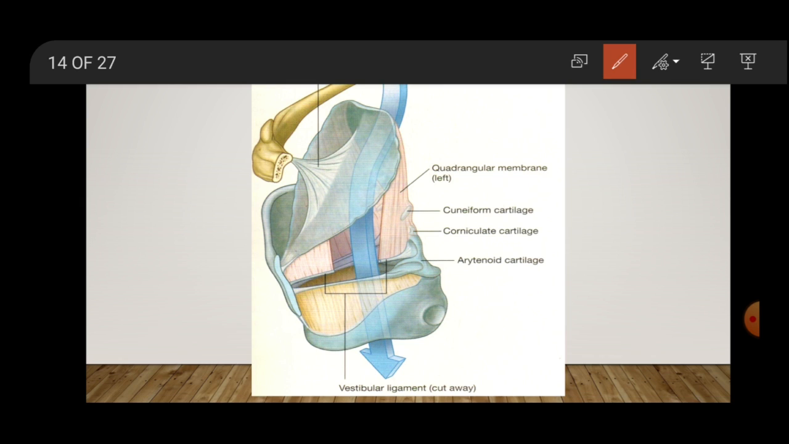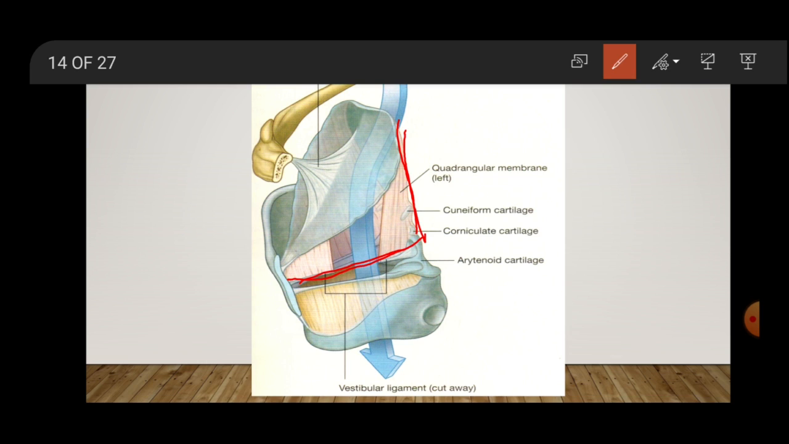So this is a fibroelastic membrane stretching between the epiglottis, arytenoid and the thyroid angle. The part of the ligament is cut to expose the cavity in this picture. So this upper margin is free, in the aryepiglottic fold. This is the aryepiglottic fold, where its upper margin lies, while its lower free margin forms the vestibular ligament that stretches between the thyroid angle and the vocal process of the arytenoids.